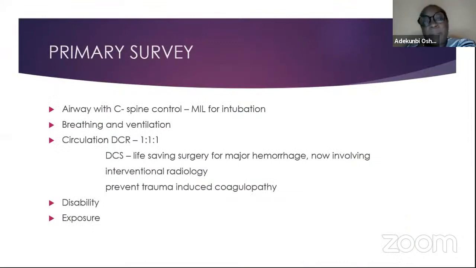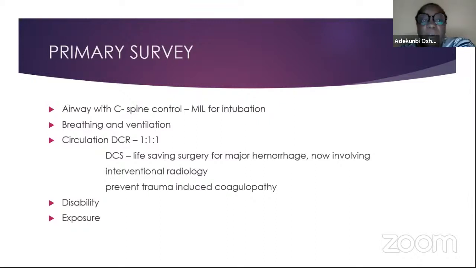Now, talking about the primary survey, remembering our ABCs of resuscitation. The first thing is the airway in this patient with cervical spine control. It is said that any patient with any form of trauma, whether burns or normal trauma due to motor vehicle accident, should be considered to have a cervical spine injury until otherwise proven. And sometimes these patients don't even have symptoms immediately, they are delayed.